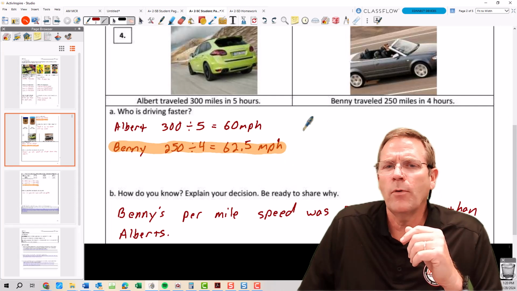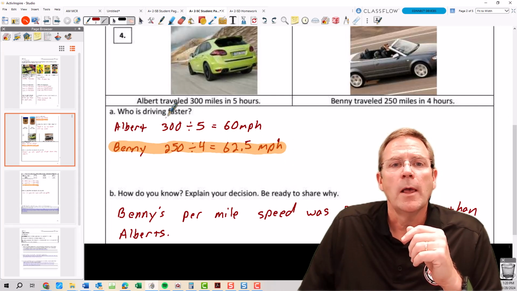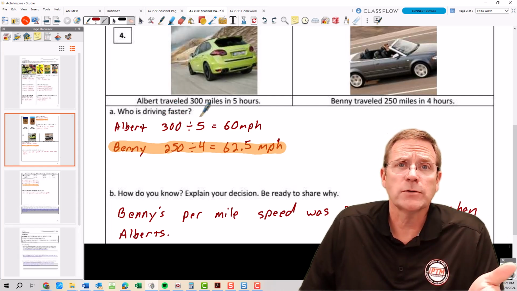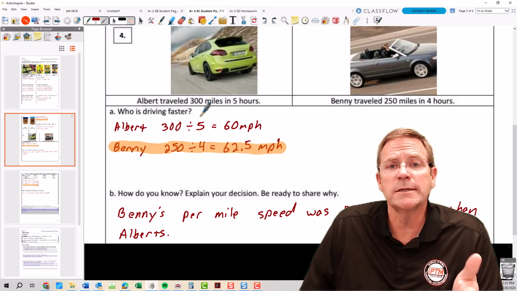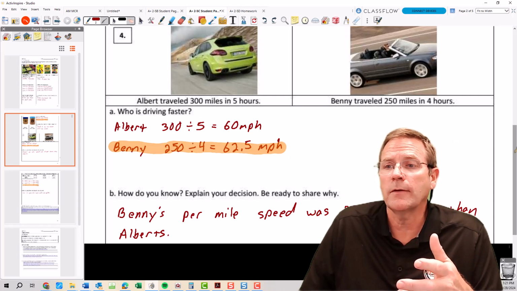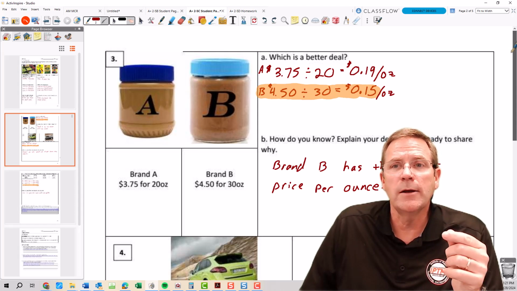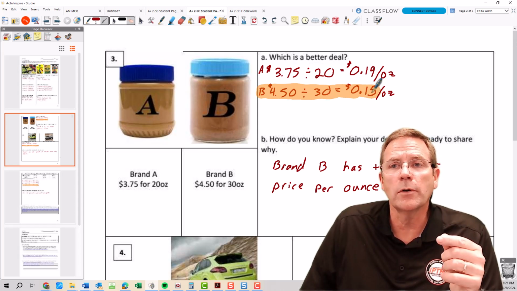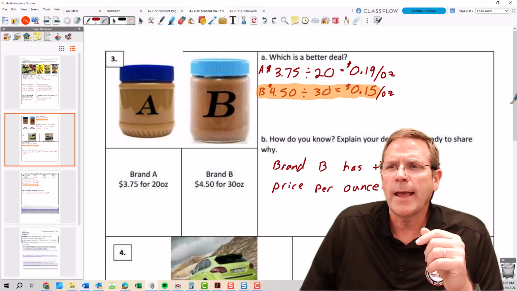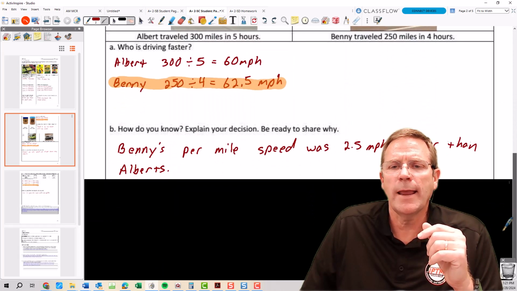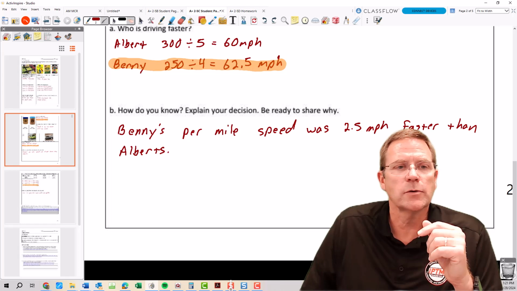Now, something to point out, this time I picked the one that was a larger number because we wanted to know who was going faster. The person going faster is traveling more distance in the same amount of time, in this case an hour. On the one above, we wanted to know the better deal. The better deal is a lower number per ounce. So you have to read the questions to make sure you're answering what they want you to answer.